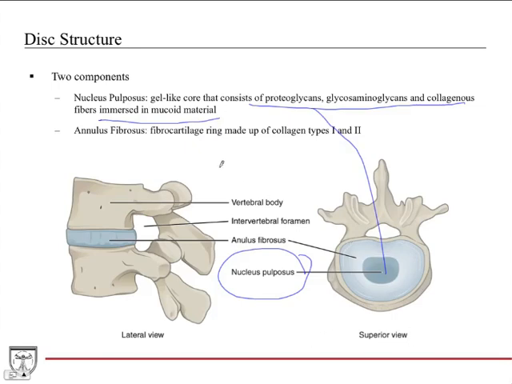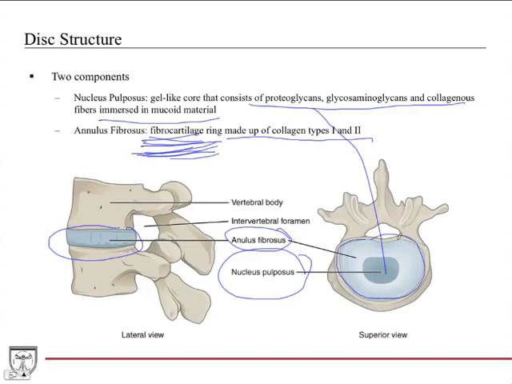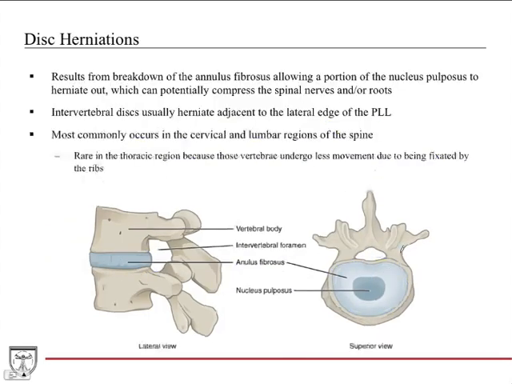Then you have the outside of the disc, which is the annulus fibrosus, shown here and here. The annulus fibrosus is the part that's fibrocartilage. So the nucleus pulposus is not fibrocartilage. It's not considered cartilage. What's considered fibrocartilage, to be specific, is the annulus fibrosus, which is made up of rings of collagen type 1 and type 2, so it's going to be extra strong. This annulus fibrosus is a nice thick structure that encloses this mucoid core.